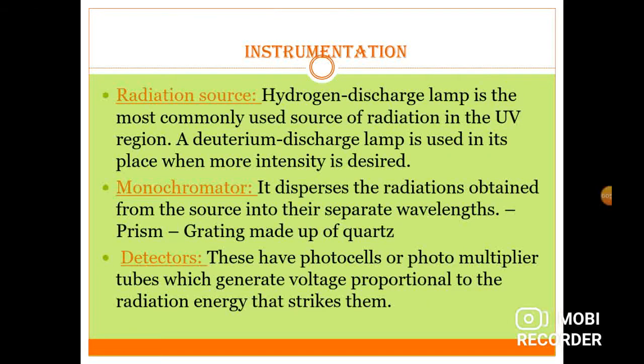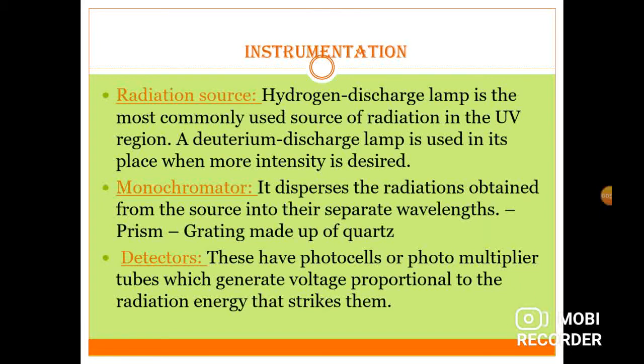Here we will discuss the instrumentation of the UV visible spectroscopy. First, the radiation source. The radiation source in a UV visible instrument is a hydrogen discharge lamp or a deuterium discharge lamp. Hydrogen discharge lamp is most commonly used, but we can also use a deuterium discharge lamp in place of a hydrogen discharge lamp when more intensity is desired.